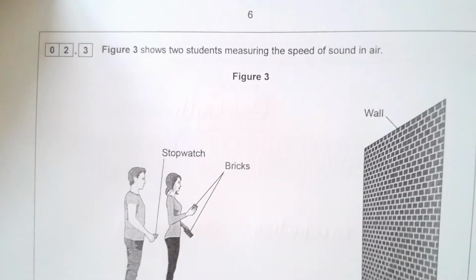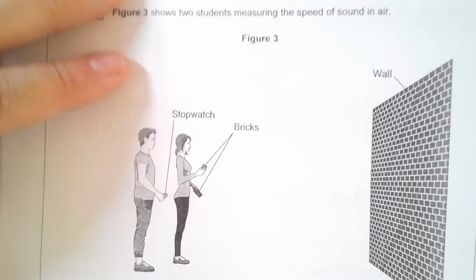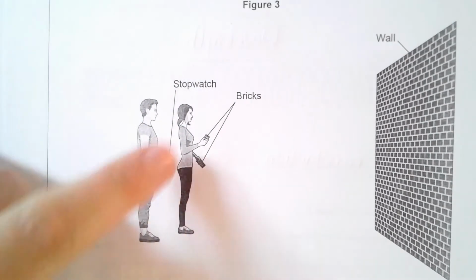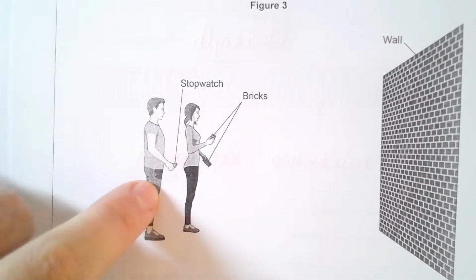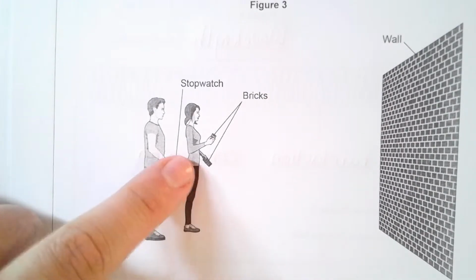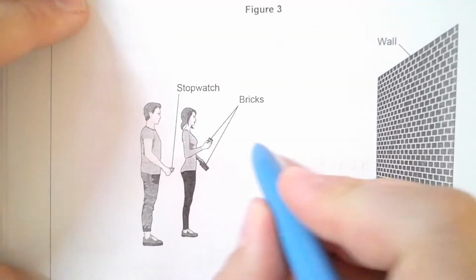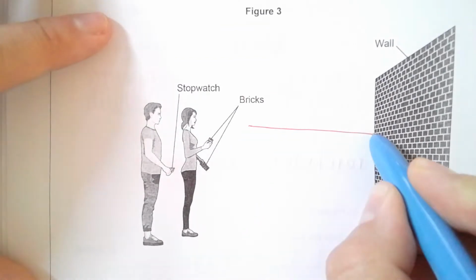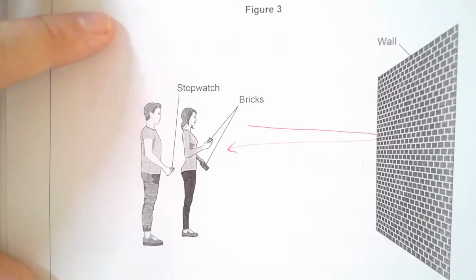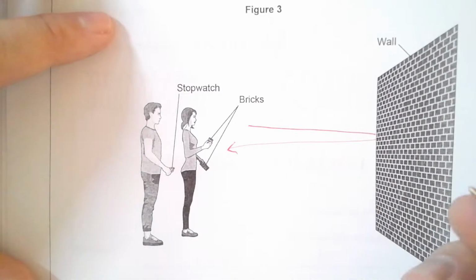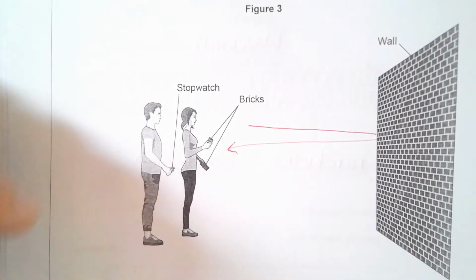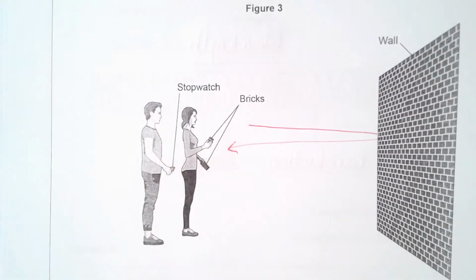So next we've got two students that are measuring the speed of sound in air. So what they're probably going to do is clap the two bricks together. When the person sees the bricks come together, he's going to start the stopwatch. The sound is going to travel all the way to the wall. It's going to bounce off, and then by the time it gets back here, the guy will stop the stopwatch, and they'll be able to use speed equals distance divided by time to calculate how long it takes.